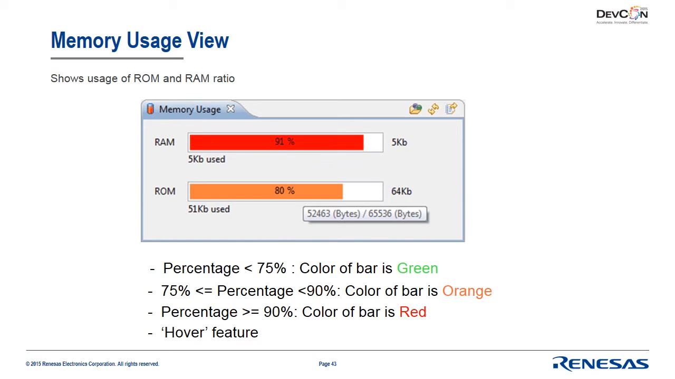Memory usage view gives you a good overview of how much RAM, how much ROM do I have left in my project. You know, am I getting close to hitting the ceiling? And so those were just some nice features in e² studio that are available for other targets, but just to give you a quick highlight. Okay, so about to wrap up the session.